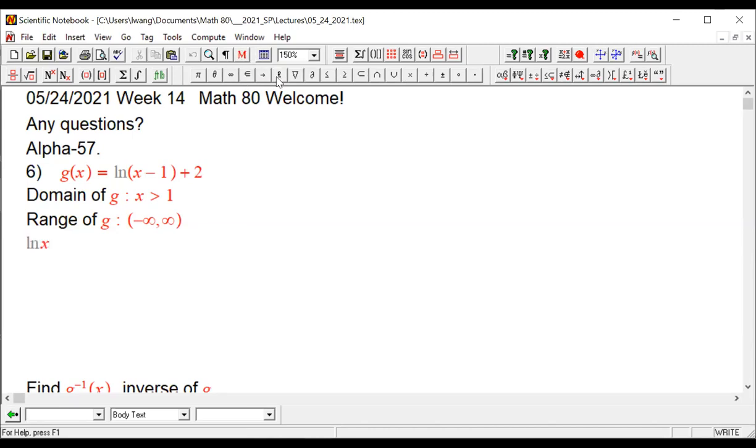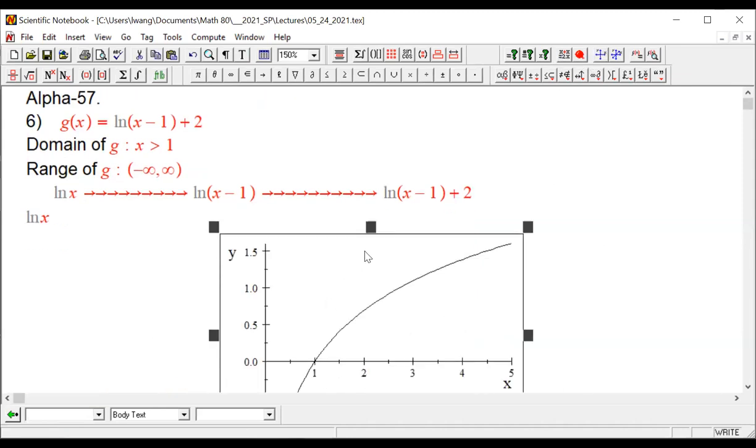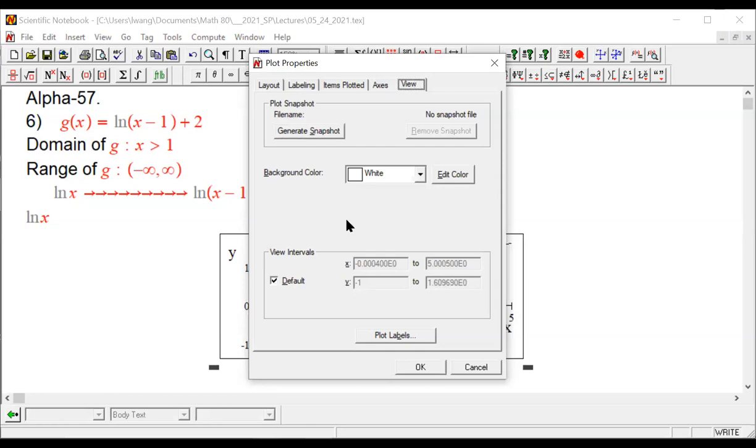ln x. And from ln x to ln of x minus 1, what kind of shifting would this be? And eventually we get to ln of x minus 1 plus 2. What kind of shifting would this be? Shifting left, right, up, or down. So this is ln x at our fingertips, right? But most important, we have done the graph ourselves. So we really understand what we were doing.